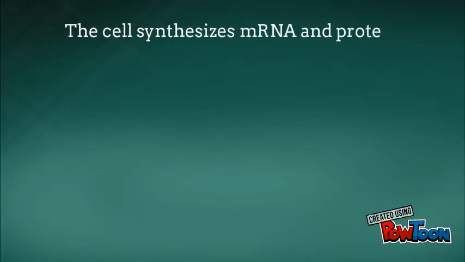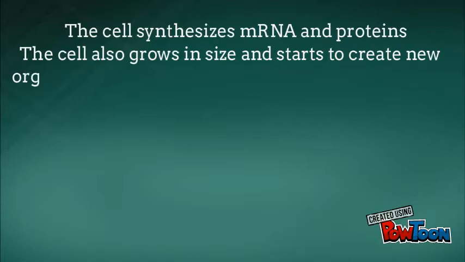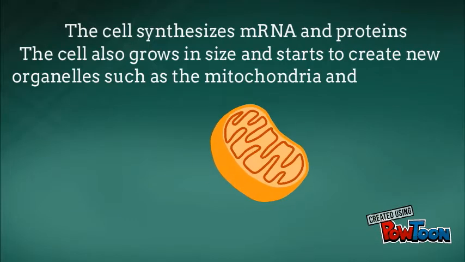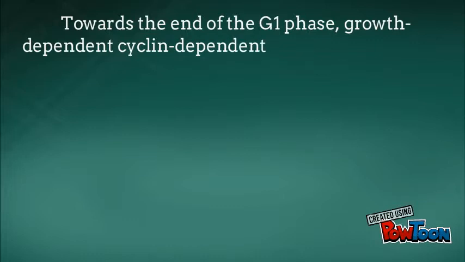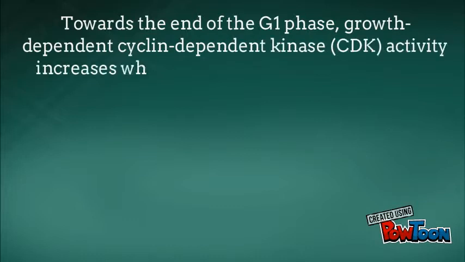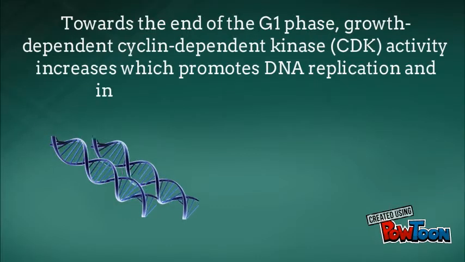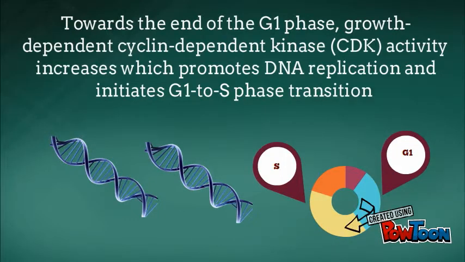The cell synthesizes mRNA and proteins. The cell also grows in size and starts to create new organelles such as the mitochondria and ribosomes. Towards the end of the G1 phase, growth-dependent cyclin-dependent kinase activity increases, which promotes DNA replication and initiates G1 to S phase transition.